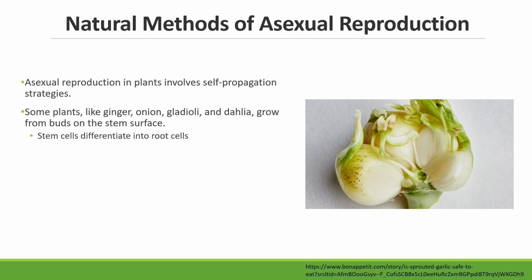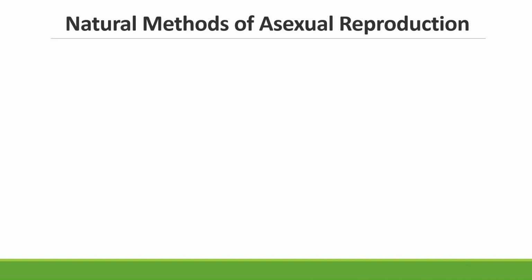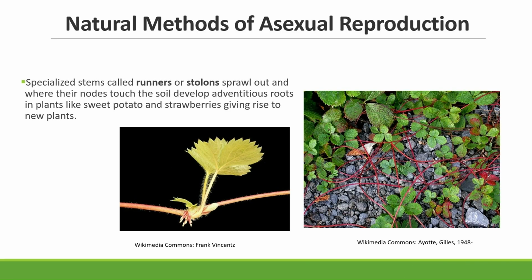And this comes from the meristem, the stem tissue, that's capable of differentiating into root cells to grow into a completely new plant. When conditions are right, cells in the bud differentiate to form roots and shoots, creating a genetically identical offspring. Other plants use specialized horizontal stems called runners or stolons that grow along the soil surface.